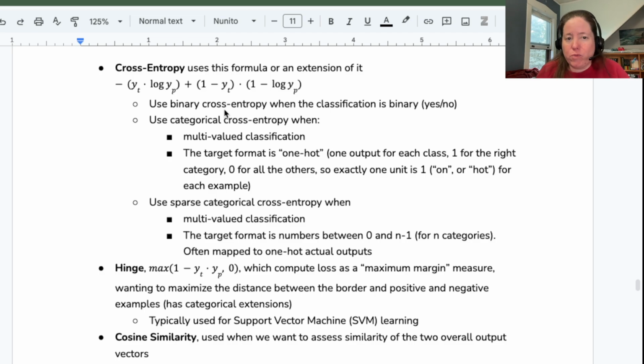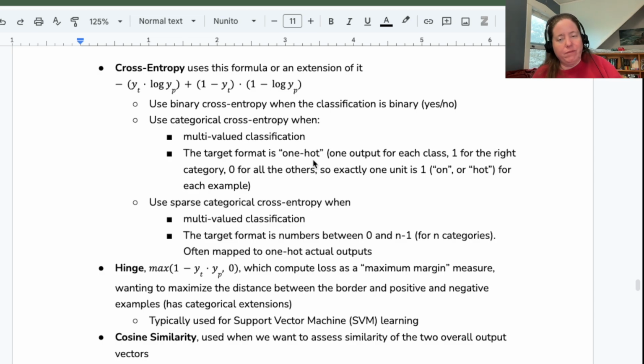So there's a special form of the formula for that case. When you have multi-valued classification, you use categorical cross entropy, and with the software that we're going to be using when we do deep learning later, there are actually two variations on that: categorical cross entropy and sparse categorical cross entropy. And the only difference is how the output is encoded. The most common way to think about classification problems and outputs in neural networks is that the output is a one-hot vector.